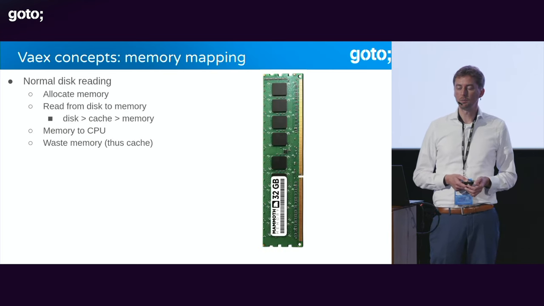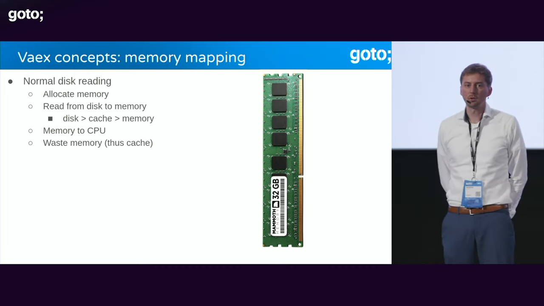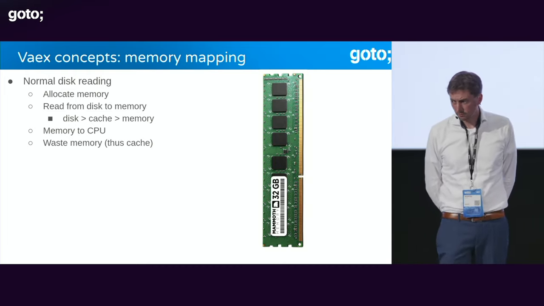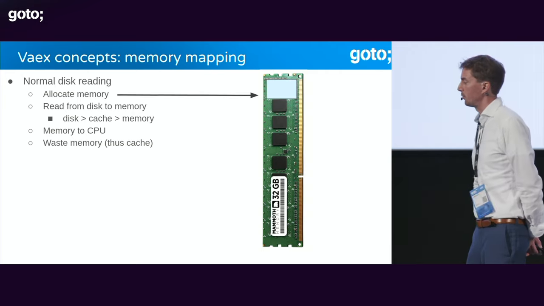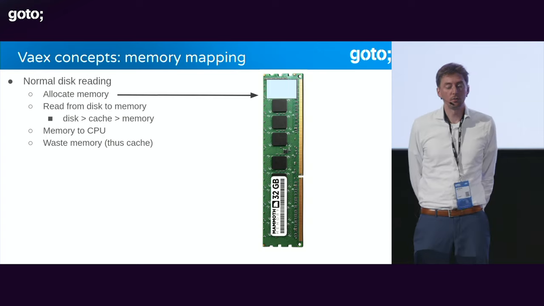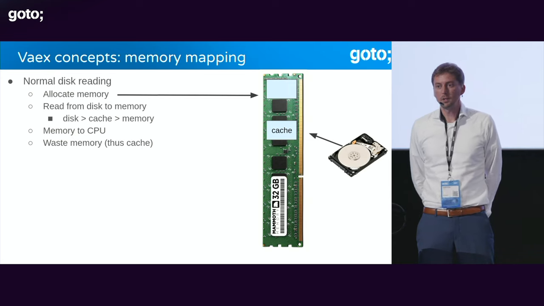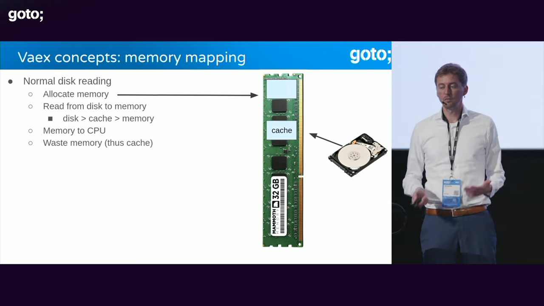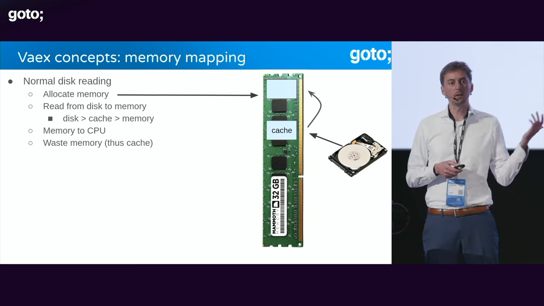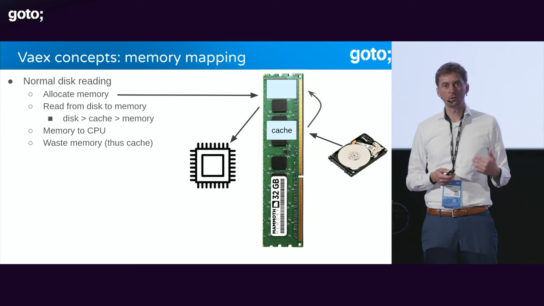I want to go a bit over the concept that actually enables us to get this performance. So let's talk about memory mapping. If you do a normal disk read, what is actually happening? You first need to allocate a piece of memory, so you allocate, I don't know, 8 gigs of RAM. Then you need to read from disk into this buffer. But actually the operating system caches that. So it first goes into cache, and then it gets copied into your private piece of memory, and then it gets transferred to the CPU.